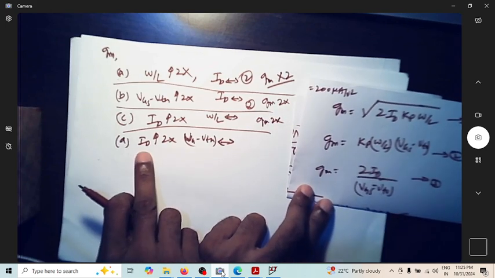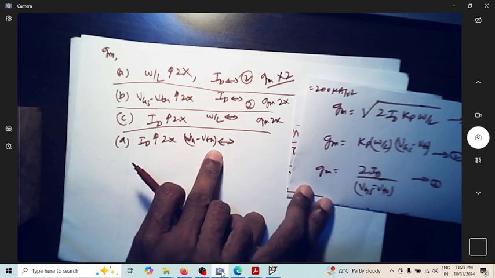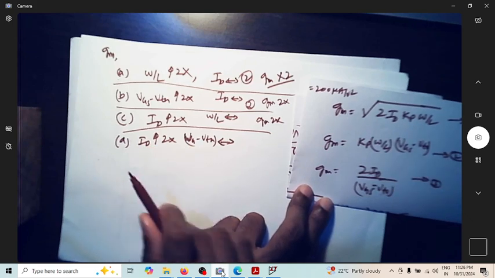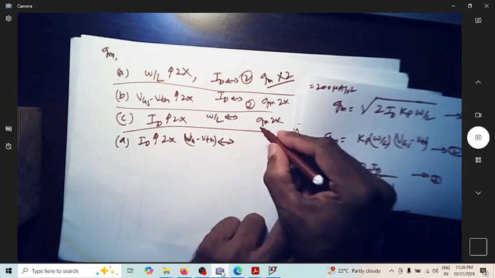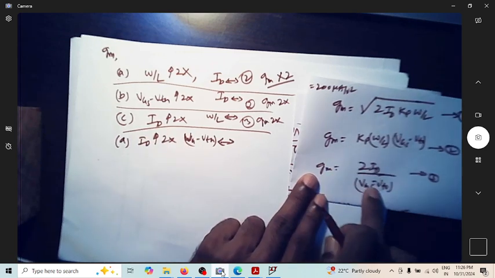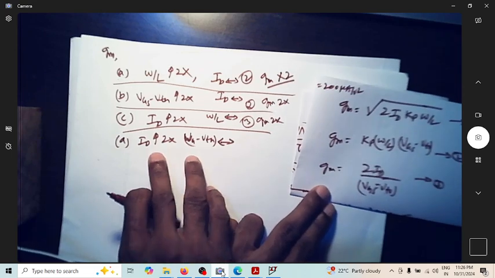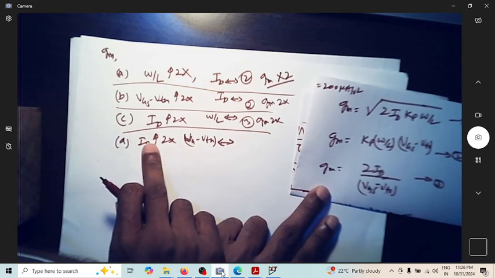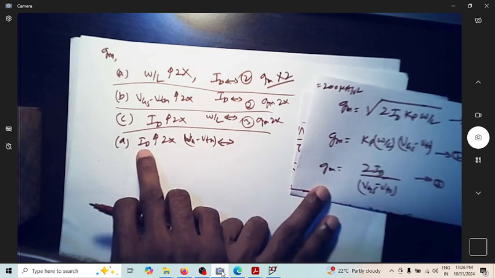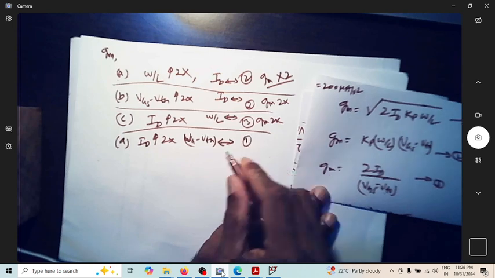Next is, if ID is increased by 2 times, keeping VGS minus VTH constant. So you are increasing ID by 2 times, but VGS minus VTH is constant. Here I wrote equation number 3. Why it is equation number 3 is, ID is there, but there is no W by L, because W by L is constant here. So now you are increasing the value of ID by 2 times, VGS minus VTH is constant. Among these equations, which has ID but no VGS minus VTH? Of course it is equation number 1.